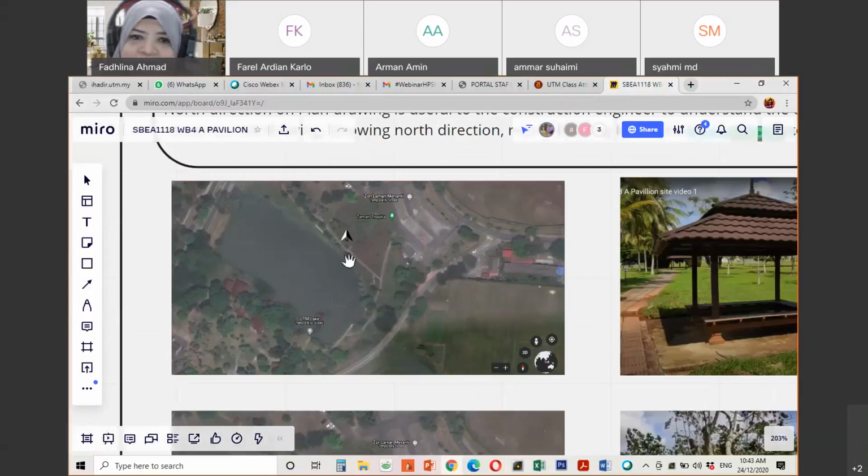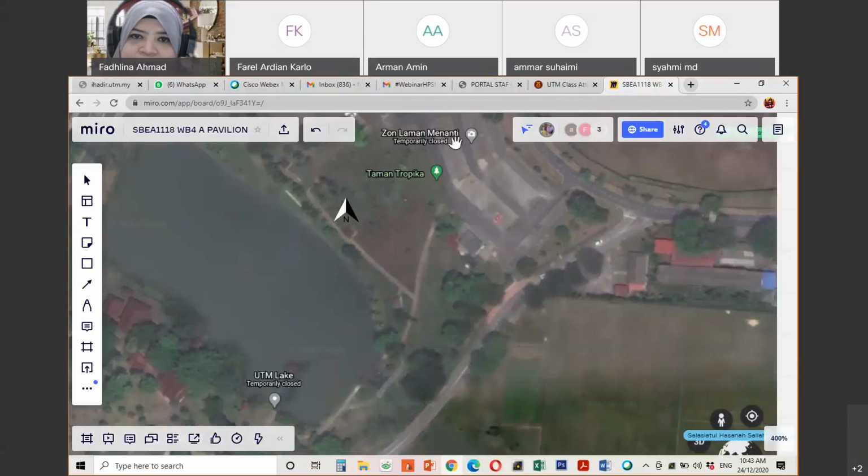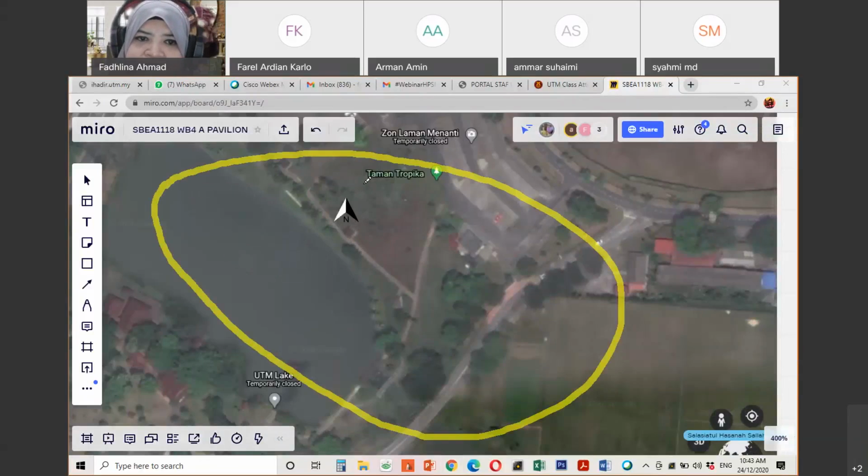We are using this walk-up only for you to easily recognize where your site is, because you have a lot of things happening over here. So we just use this one so that you can easily recognize your site.